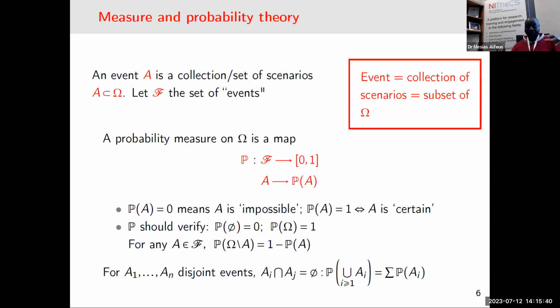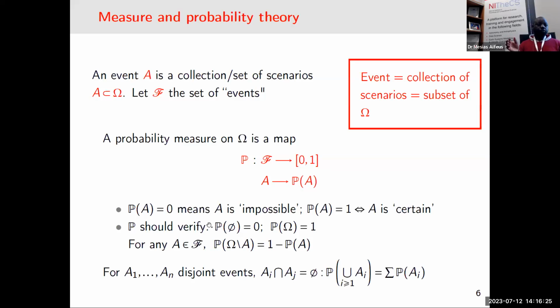Then we need to know what a probability measure is. A probability measure on this set of scenarios is a map that assigns real values between 0 and 1. It takes an element from this collection, which is a subset of all market scenarios, and assigns a number between 0 and 1, meaning it gives a probability, which is a real number.